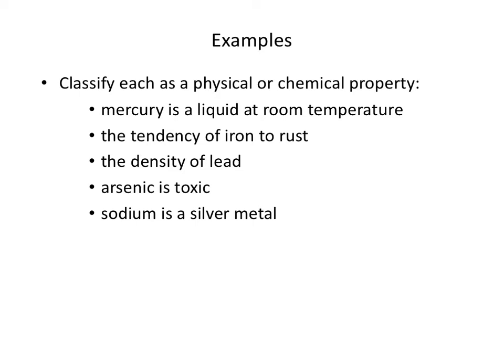Alright, so let's look at a couple examples. We want to classify each of these properties as being physical or chemical. So the first one is that mercury is a liquid at room temperature. Well, the phase of any material has to do with its melting point and its boiling point, and so that's an example of a physical property.